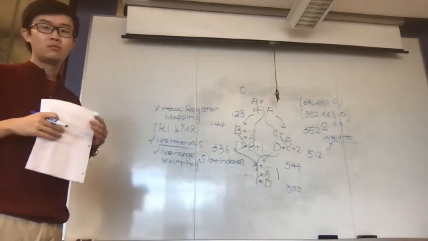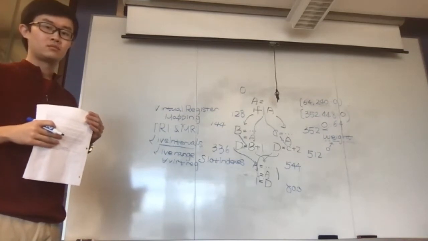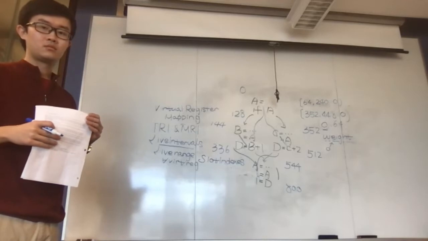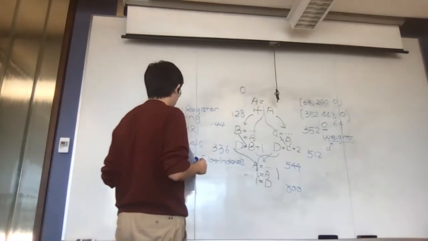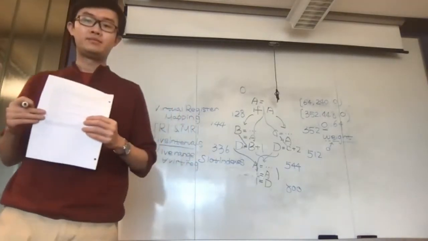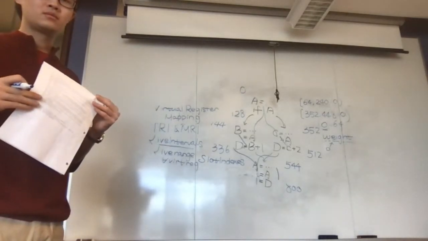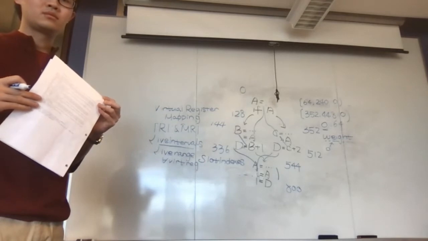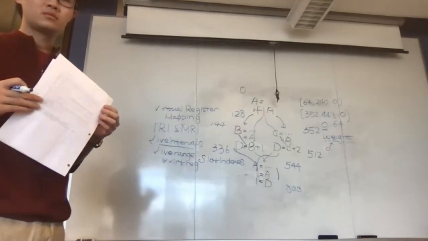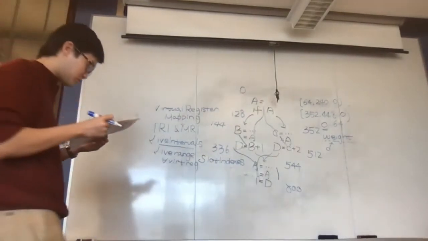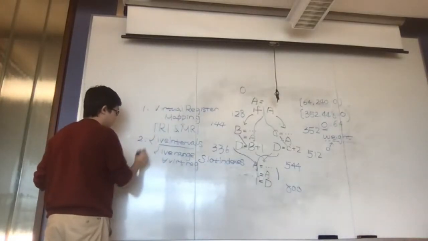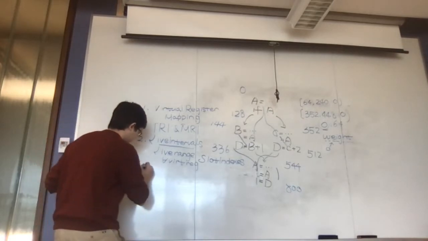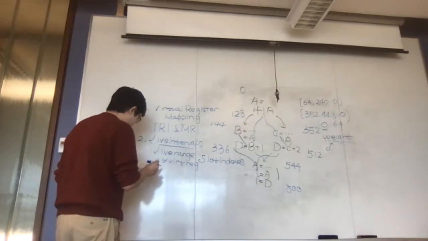Any question here? If you don't understand anything, just type in the chat and I will re-explain it. So this is the first thing, virtual register mapping. Second thing, live intervals, and third thing is live register matrix.